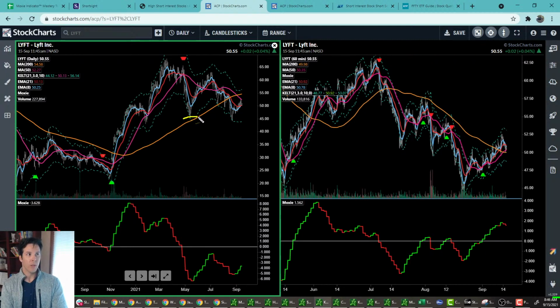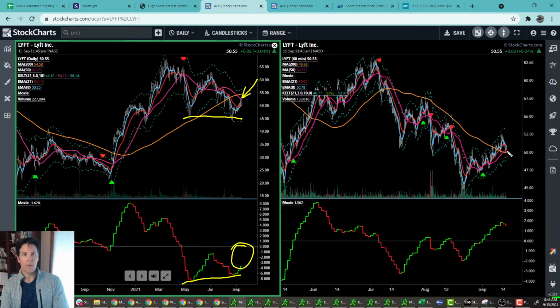So with Lyft, there was a double bottom. We do see some positive divergence. But my concern is that price is running right into the underside of a daily 50, and the Moxie indicator is still below zero despite the divergence. And so I'm looking at that and saying, that's a bit of a concern.